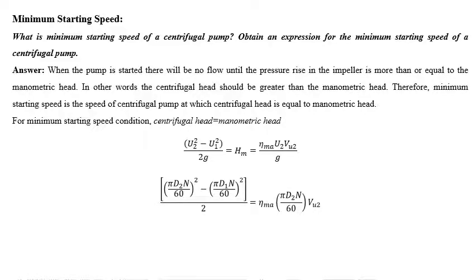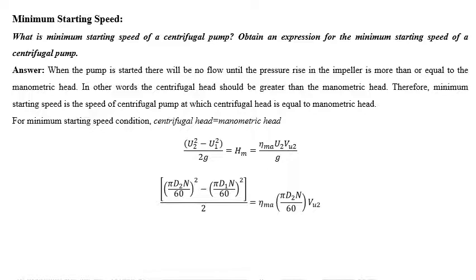After simplification and rearranging, because U2 = pi d2 N/60, and similarly U1 = pi d1 N/60, after substituting we get (pi d2 N/60) whole squared, since it is U2 squared, minus (pi d1 N/60) whole squared, since it is U1 squared.